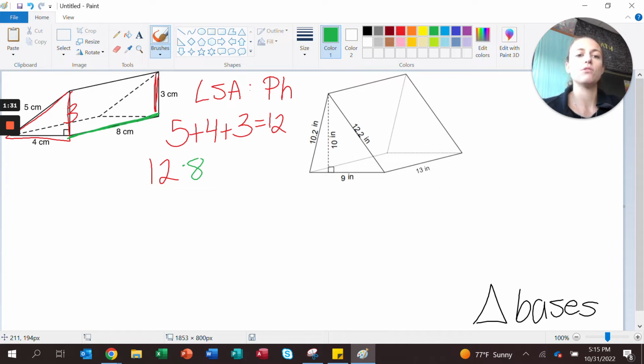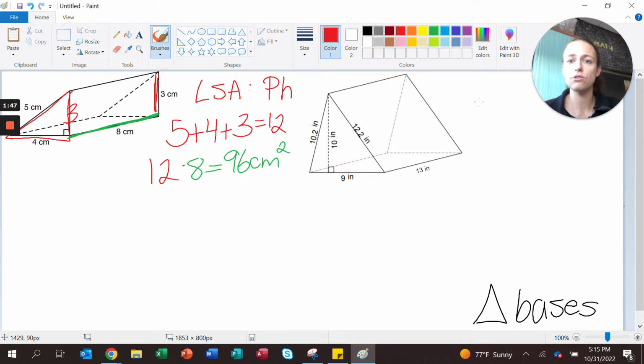Therefore, I would multiply the 12 by the 8, and I would get an answer of 96 centimeters squared. Remember, we're still talking about area, so our units are going to be in units squared. That is all you would have to do to find the lateral surface area in this right triangle.